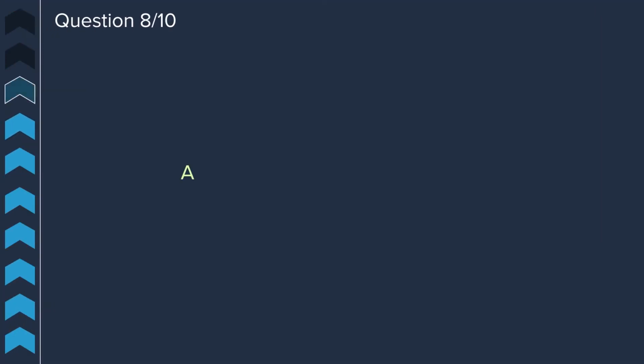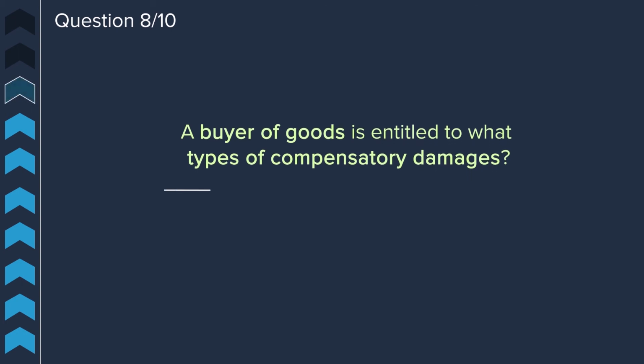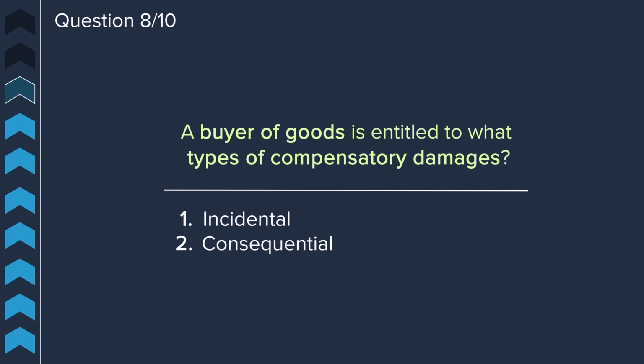Question 8. A buyer of goods under the UCC is entitled to what types of compensatory damages? There are 3: incidental, consequential, and liquidated.